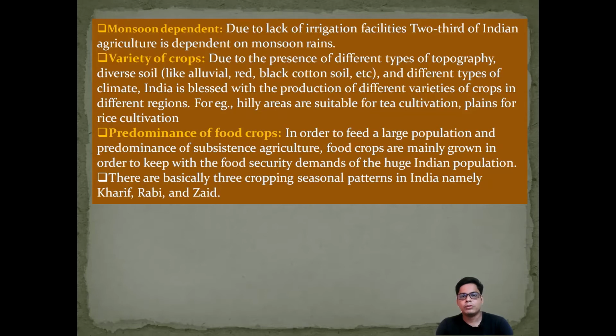Then the variety of crops, due to the presence of different types of topography and diverse soil. You can find alluvial soil in the north, and red soil and black soil in the states of Gujarat and Maharashtra. So you can find different types of crops in India, and India is blessed with the production of different varieties in different regions.